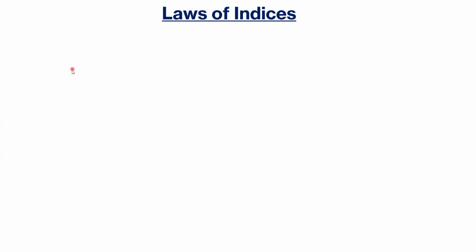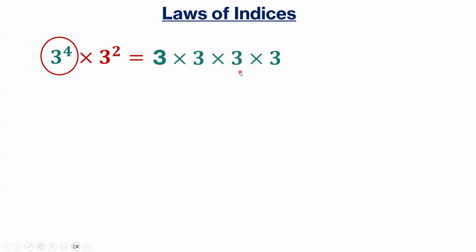In this video, I will explain the laws of indices. The first example, I have 3 to the power of 4 times 3 to the power of 2. I will split the 3 to the power of 4 into factors. You can split it into 3 multiplied by itself 4 times. And the 3 to the power of 2, you can split it into 3 multiplied by itself 2 times. So here I have 3 multiplied by itself 6 times. Together, you can write it in the form of indices again as 3 to the power of 6.